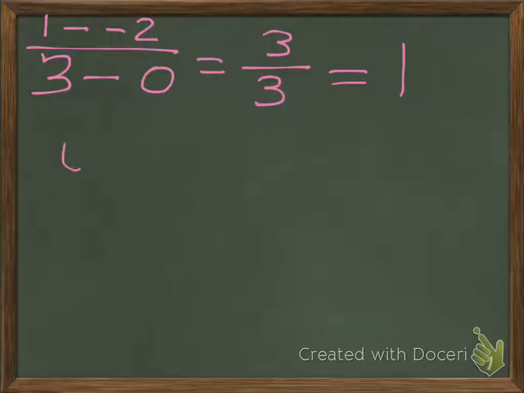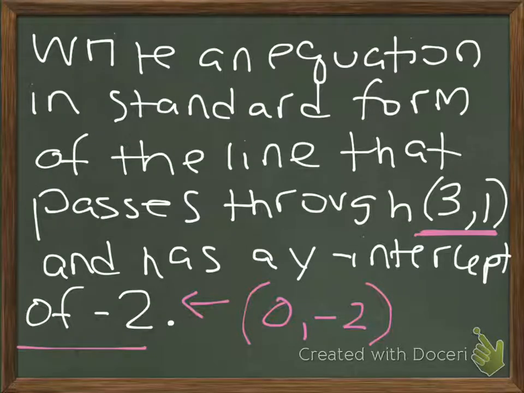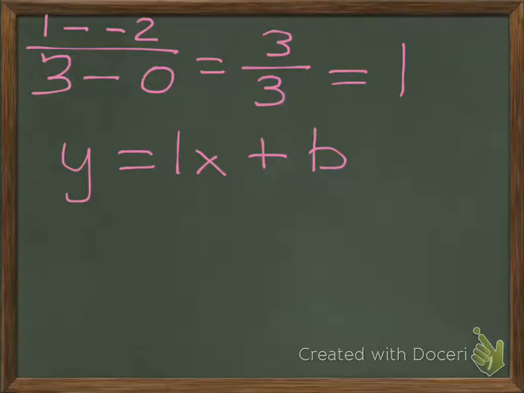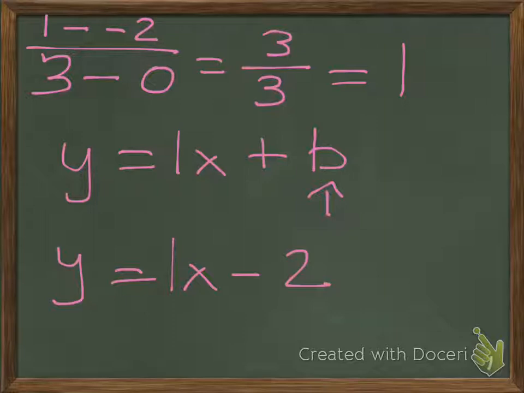Now, once we have our slope, we can write it in slope-intercept form. In this case, they actually give us our b value, which is our y-intercept. So we don't need to use a point to find it. We're just going to plug it in for b. So y equals 1x minus 2, or plus -2.